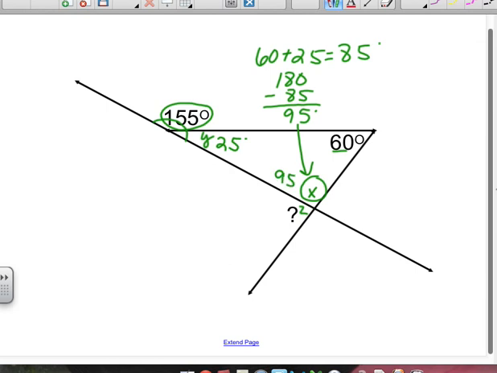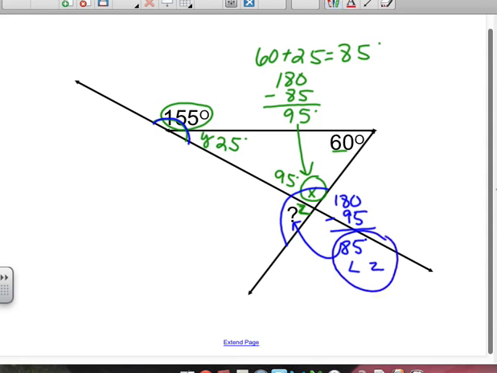So if X is 95 degrees, what is Z? What is this guy? Well, do you see it? Z and X are again supplementary, just like the 155 was with the Y over there. Supplementary adds up to 180. So, 180, take off that 95 that you've got. 85 degrees is that missing angle right there. That is angle Z.